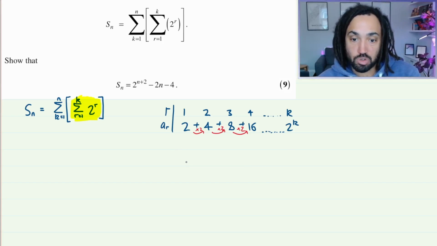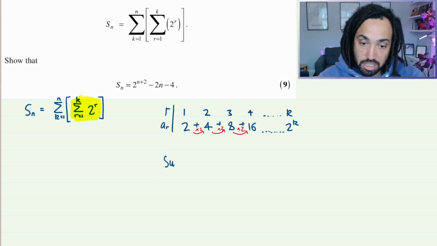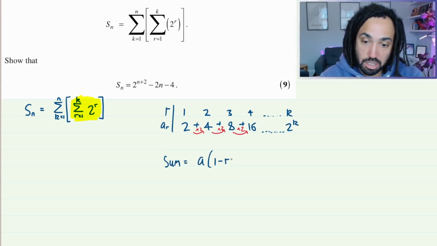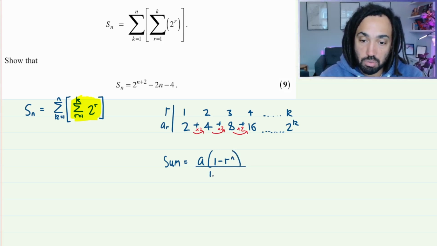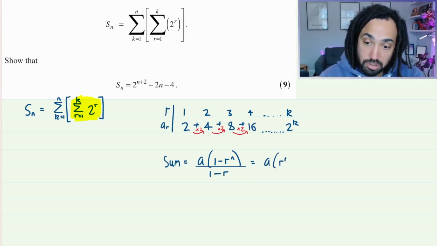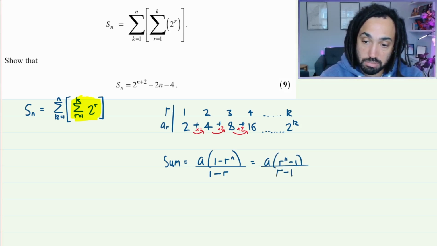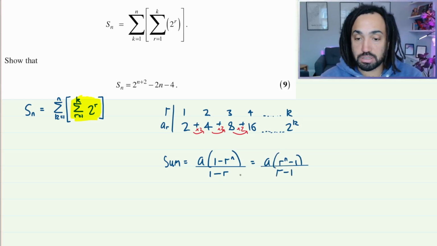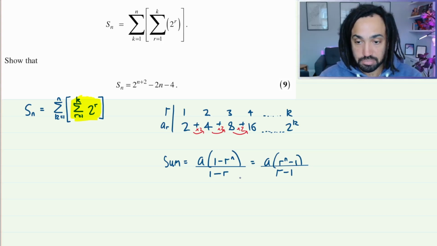Well, that is a formula that is given to you, and it looks like this. It's the sum a, 1 minus r to the n, all over 1 minus r. And in fact, you could also write it this way round. Some people prefer it this way round. It's an equivalent formula. You're just multiplying top and bottom by minus 1. So take your pick, whichever one you prefer.